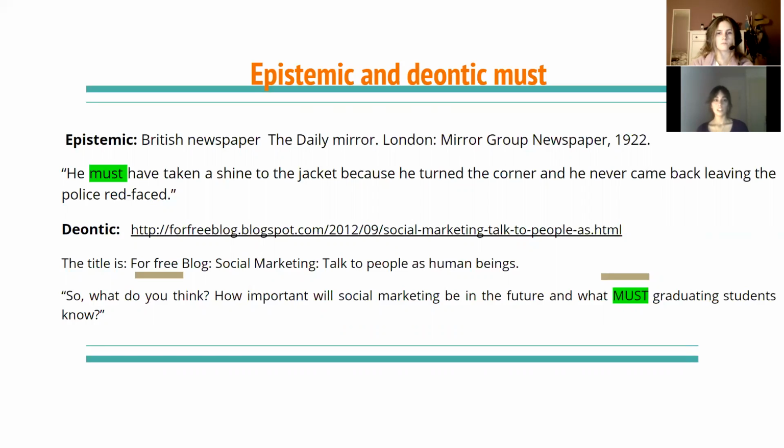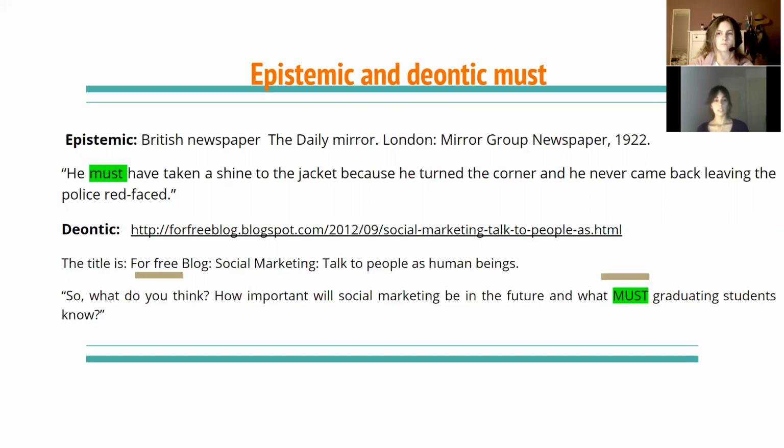face. Then I searched for the deontic must, and the deontic modal verbs express necessity, and when we use must, we want to express an inescapable obligation. I found an extract from a blog, and you have the link here if you want to visit it. And the blog talks about social marketing, and its title is Talk to People as Human Beings. And it says, so what do you think? How important will social marketing be in the future, and what must graduating students know?